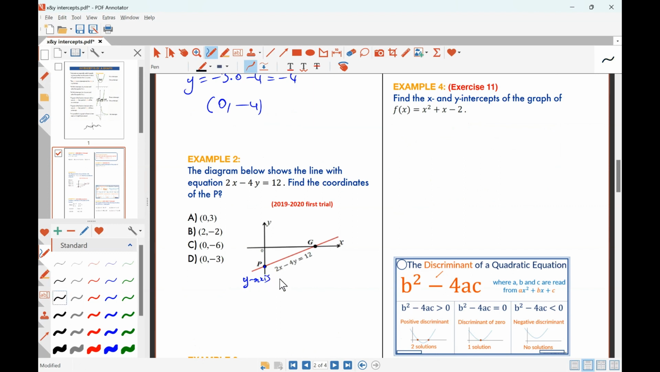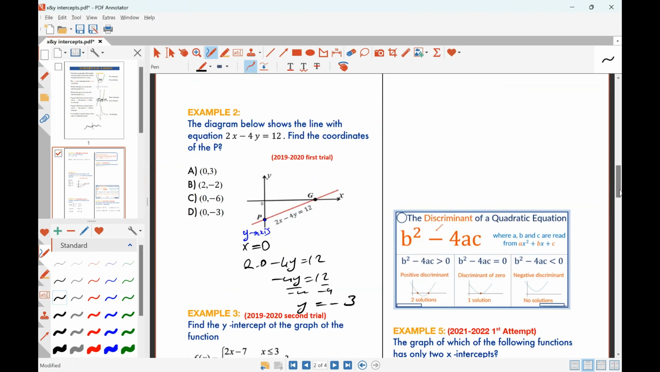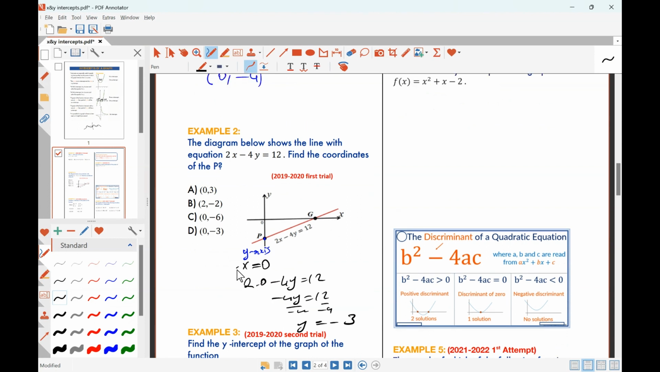To find the y-intercept, we let x be 0. So 2 times 0 minus 4y equals 12. 0 minus 4y is 12, so -4y is 12. Dividing both sides by -4, y becomes -3. Write this as a point. Our x component is 0, the y component is -3. So (0, -3) will be our point. Option D is true.